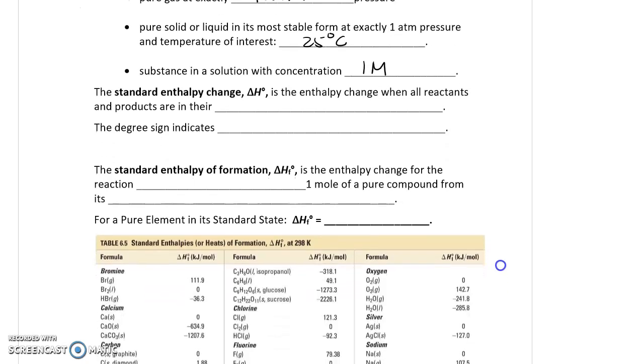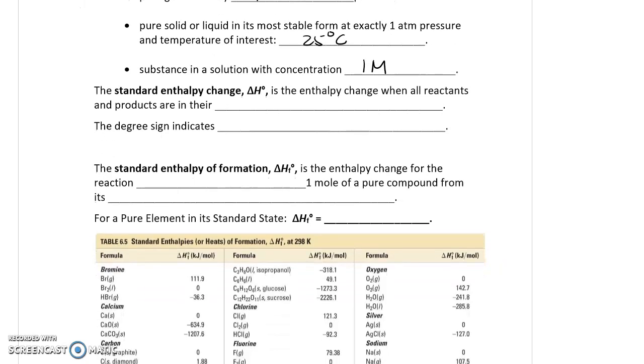Now, our standard enthalpy change is the change that takes place when all of our reactants and products are in their standard states, so they are at those conditions. How do we know that that's happening? Here we have the delta H, and I hope you notice there's a degree sign there. The degree sign lets us know it's in its standard state.